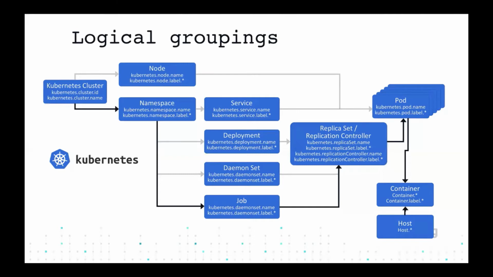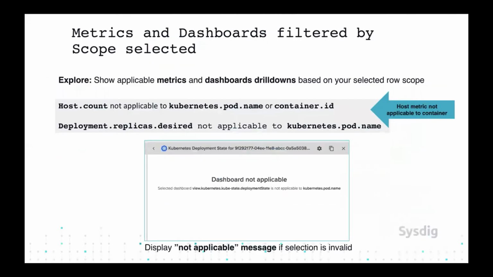However, there are some relations which are valid, like for example, you could segment by the host name, and those will continue to work. Now, let's look at the next big change, which is your metrics and dashboards will be filtered by the scope selected. And this is particularly applicable for some of the new dashboards and metrics we're introducing, like cube state metrics.